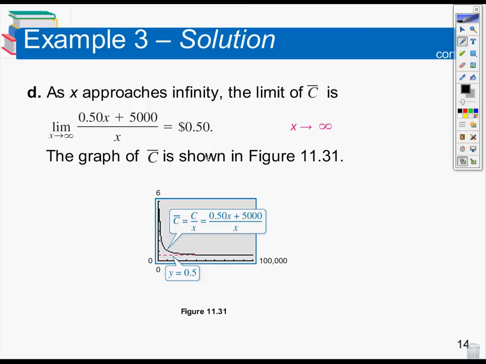So the more and more that I make, the closer I should be getting to 50 cents a card. And that's what this function is going to show me. It's going to show me that it's very expensive when I make just a few, and the more that I'm creating, the less expensive it becomes until we kind of level out at 50 cents a piece.